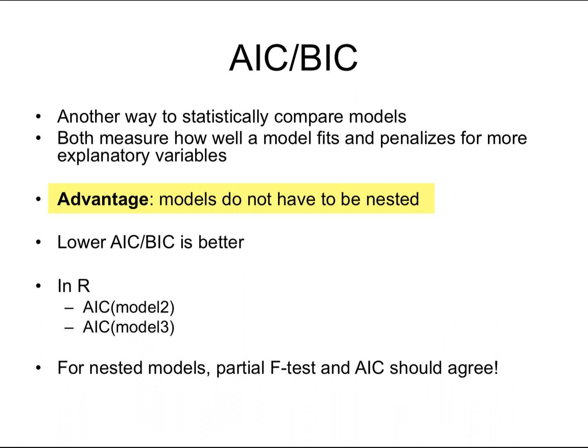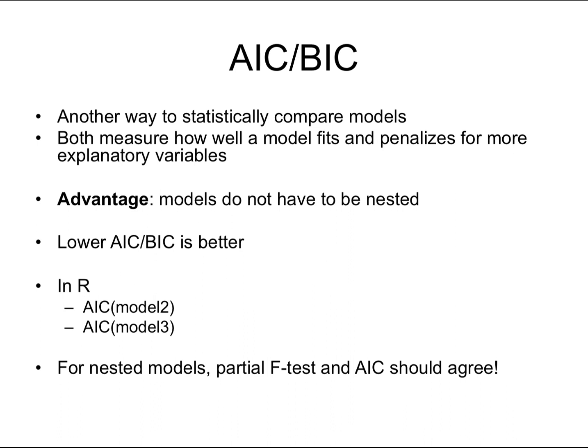These can compare models with entirely different sets of explanatory variables. So for example, you could compare a model with a categorical age variable to a model with a continuous age variable. In R, you simply fit your two models and use this code. The model with the lower AIC or BIC is the better model. Because AIC and BIC are measures of unexplained variation, a lower value means the model fits better.